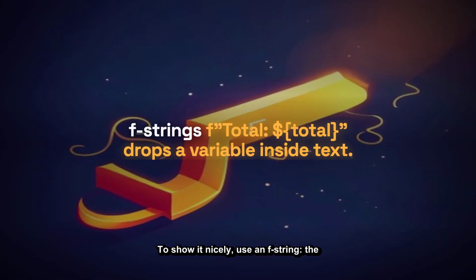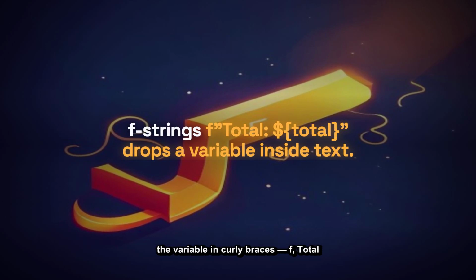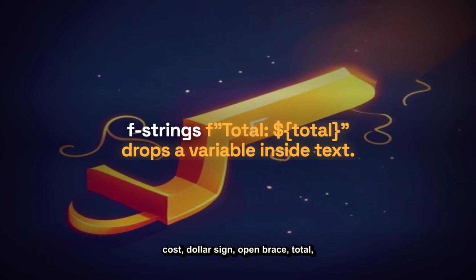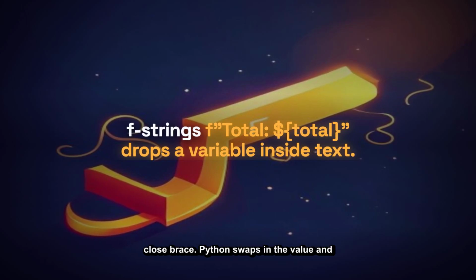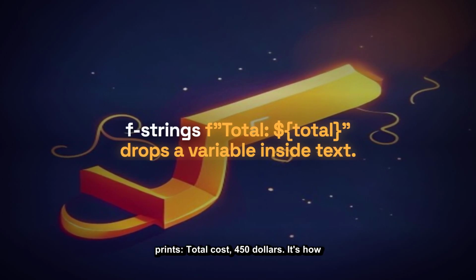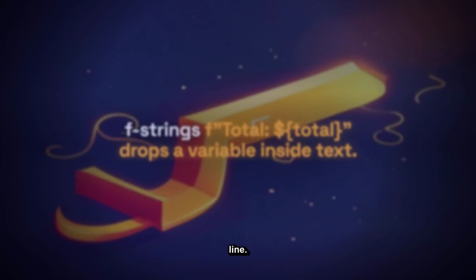To show it nicely, use an F string. The letter F, then a message in quotes with the variable in curly braces. F, total cost, $, open brace, total, close brace. Python swaps in the value and prints, total cost, $450. It's how you mix words and live numbers in one neat line.